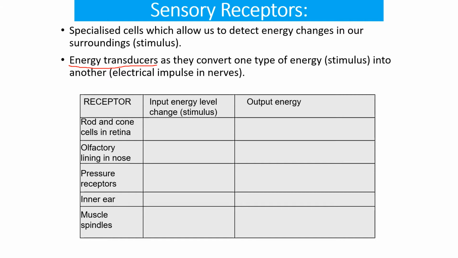So there's rods and cones, which are in the retina, and the light energy is the input energy stimulus, and they turn it into electrical energy. Then you've got olfactory lining in the nose, which detects chemical energy, which again becomes electrical energy. You've got pressure receptors, where the input energy is movement, which again turns into electrical energy. You've got the ear, which is sound energy, and that again turns into electrical energy. And muscle spindles, which might seem like a strange receptor, but if it detects the movement of your muscles, that could then trigger the electrical impulse, which makes your brain aware of what's happening.